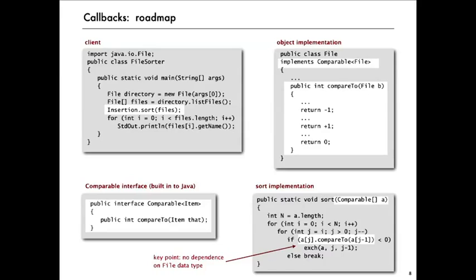The key point is that the sort implementation has no dependence on the type of data. That's handled by the comparable interface. And a different comparable array will be sorted in the same way. They'll eventually, because of the interface mechanism, be a callback to the actual compareTo code that goes with the type of object being sorted.